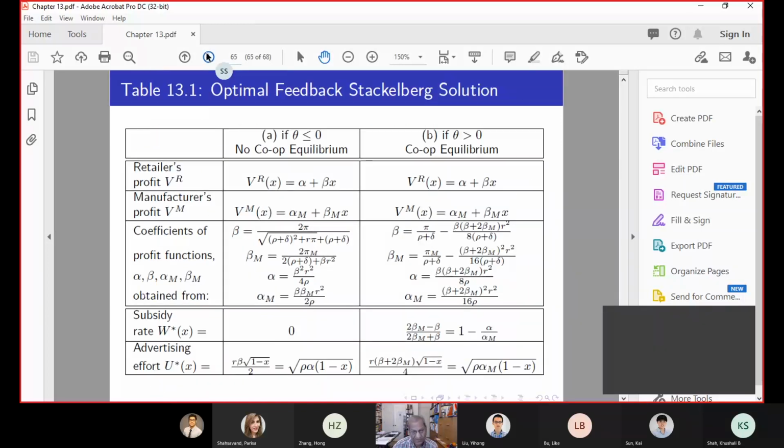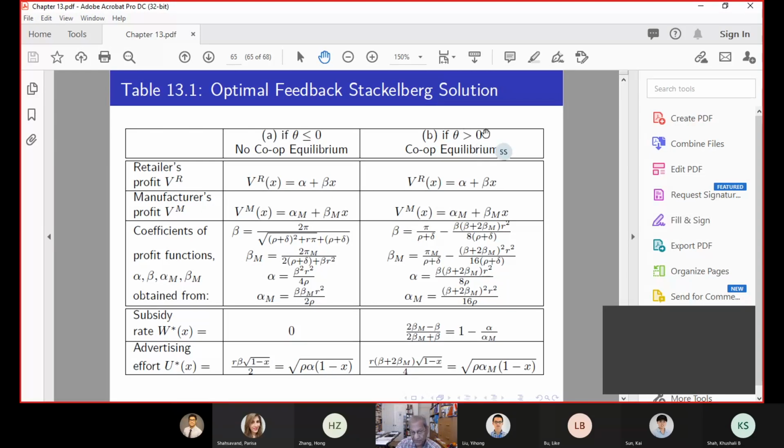When all is said and done, this is what the paper has. We can identify theta bigger than 0 and theta less than 0 a priori in terms of the parameters of the problem. Once we do that, then in this case, we can solve the value function like this, where alpha and beta are given by this. In this, the subsidy rate is 0, and the control is given by this. Advertising is given by this. If this is not the case, then this is the case.